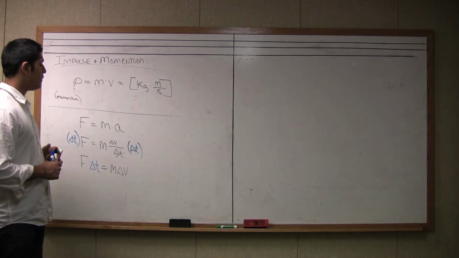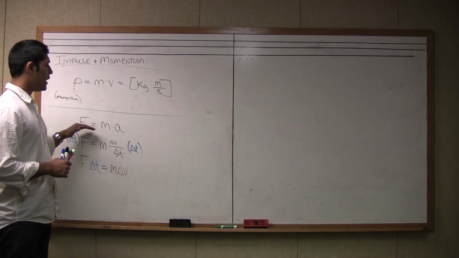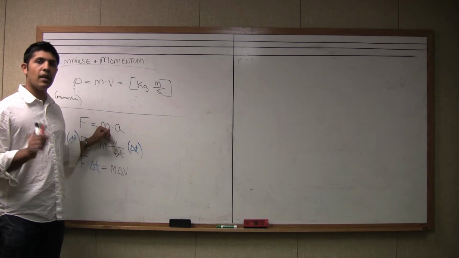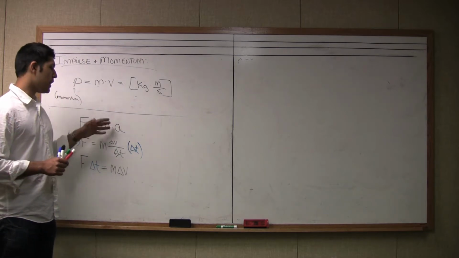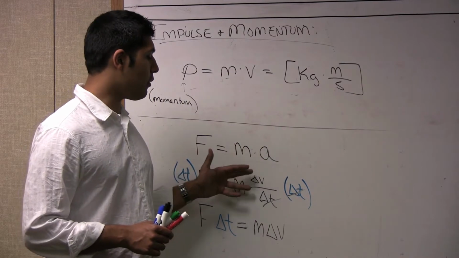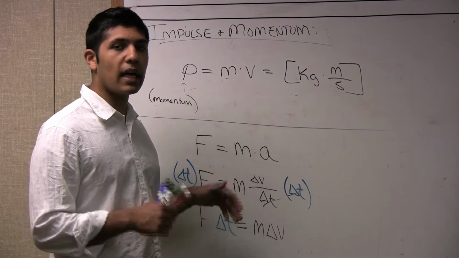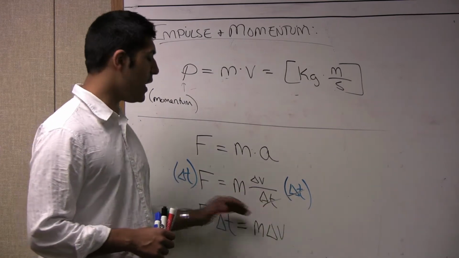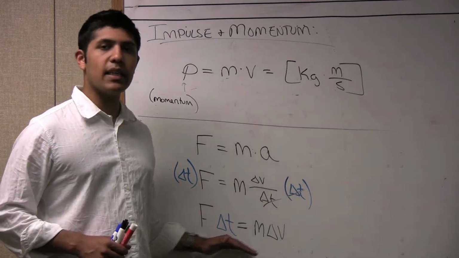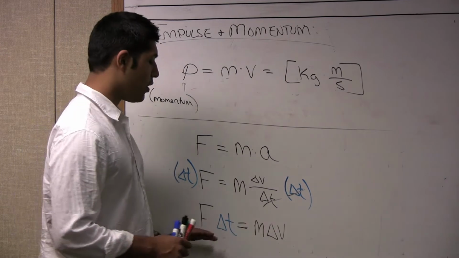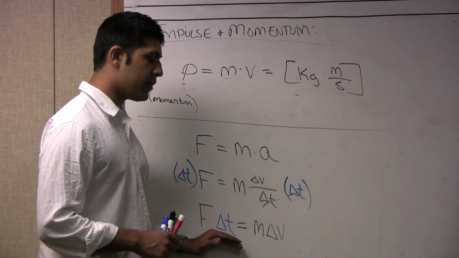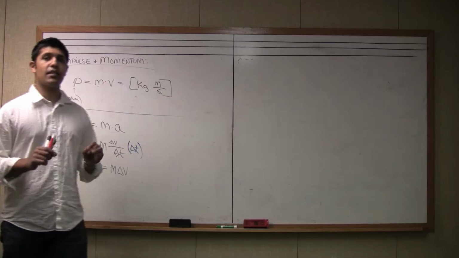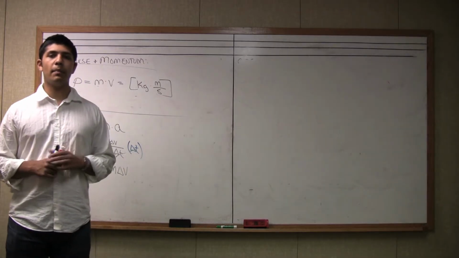Now momentum can also be seen if we take this equation, F equals ma, which is a very common physics 1 equation, and we expand a to equal its definition, which is the change in velocity over the change in time. If I multiply both sides by delta t, I get F delta t is equal to m delta v. So force acting over a certain period of time is equal to a change in momentum. This is what the impulse momentum theorem is about.